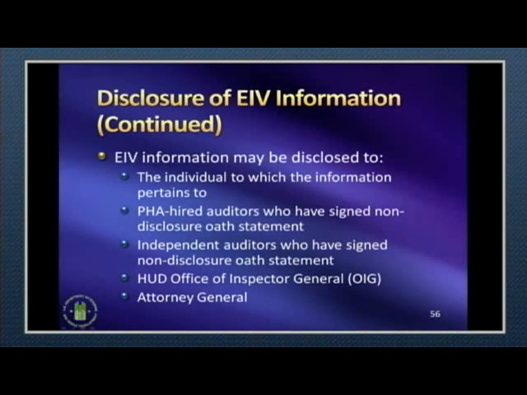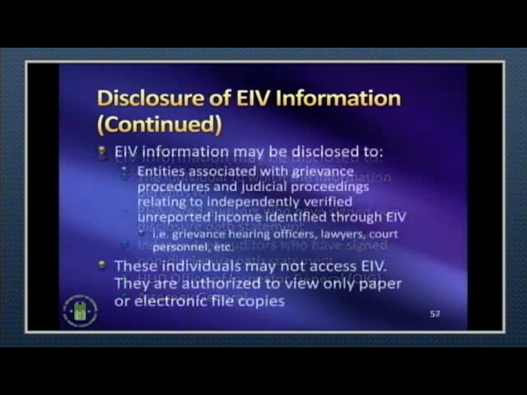And then also, please be reminded that EIV information may be disclosed to these additional individuals or entities outlined on slide 56, which entails the individual to whom it pertains, PHA-hired auditors who have signed non-disclosure oath statements, independent auditors who have signed non-disclosure oath statements, HUD's Office of Inspector General, and the Attorney General's Office. And this is in connection with the administration of the Public Housing and Housing Choice Voucher Programs and the programs that are outlined on the previous slides.